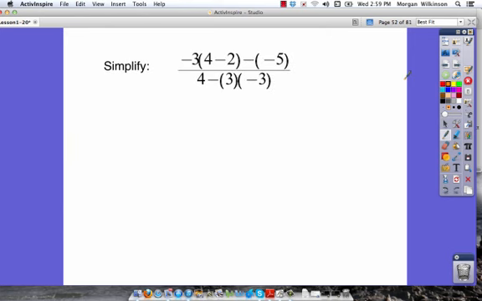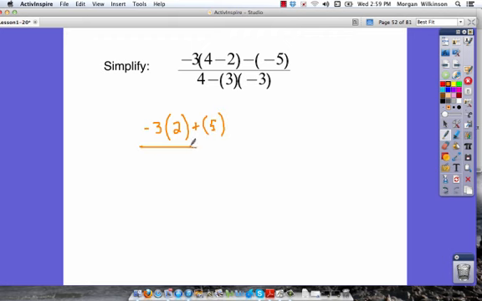Now the next problem, this one looks a little bit more complex, but we're going to do the same thing. We're going to go through and do everything in parentheses first. We're going to simplify as we work through the problem. So we're going to get negative 3, working on the numerator here. 4 minus 2 is 2. Minus negative 5. Remember minus negative 5, double negative, that makes a positive. So we're going to have plus 5.